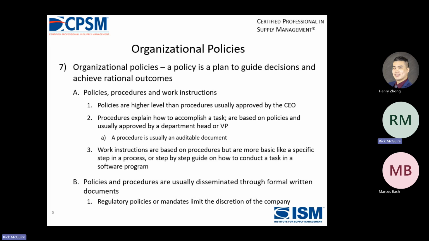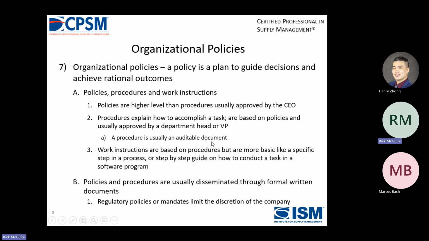So policies, procedures, and work instructions. So the highest level is the policy that's usually set by the top level of the corporation and approved by the CEO. And then the next level down is procedures. They explain how to accomplish a task. So a policy is just guidance. This in general is how I want you to do it. The procedure then is the next step down that explains in much more detail how to accomplish the tasks. They're usually approved by a VP. And the procedure is usually an auditable document.